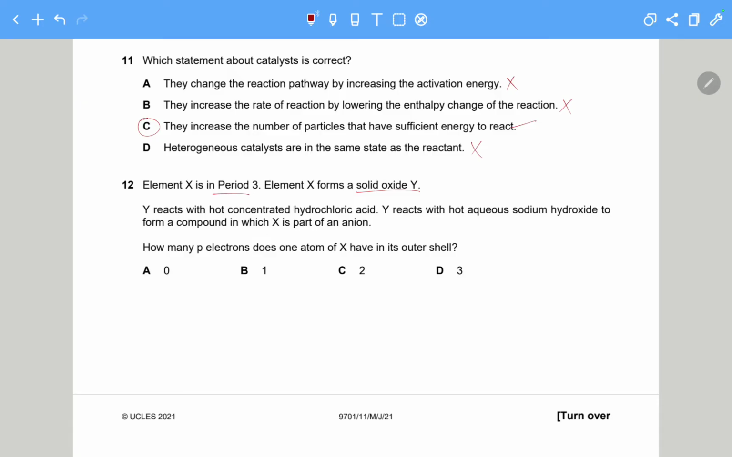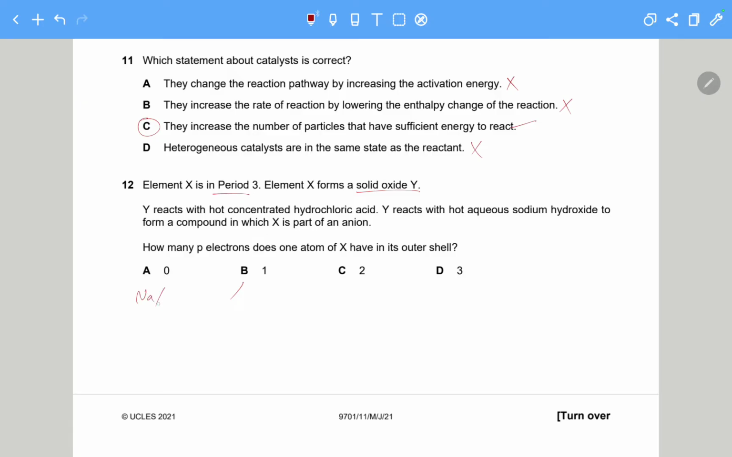And Y reacts with hot aqueous sodium hydroxide to form a compound in which X is part of an anion. Oh, so interesting. It reacts with hydrochloric acid and it reacts with sodium hydroxide. I am looking towards aluminium because it's an amphoteric oxide. So how many p electrons does one atom of X have in its outer shell? Aluminium has 1 p electron in its outer shell, and therefore I think B would be the correct answer. But let's see the others as well.